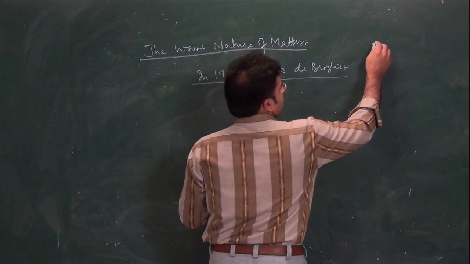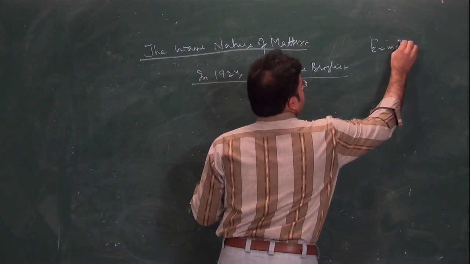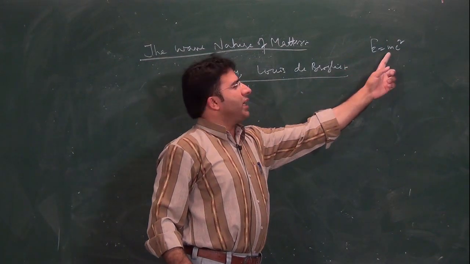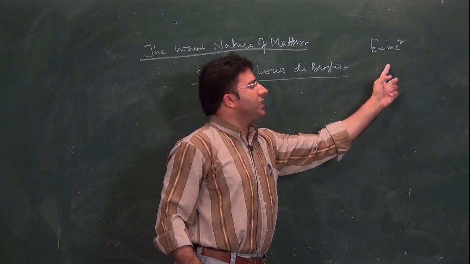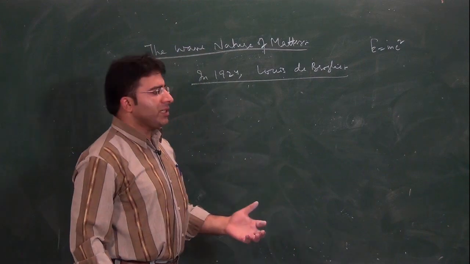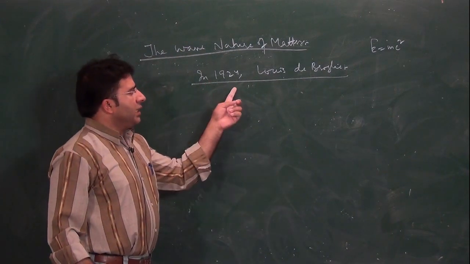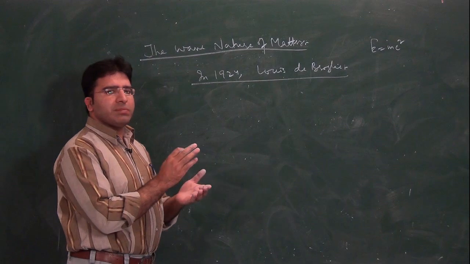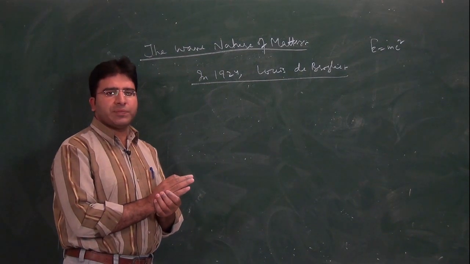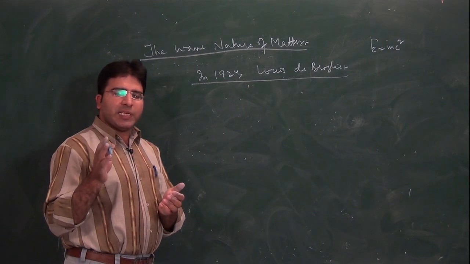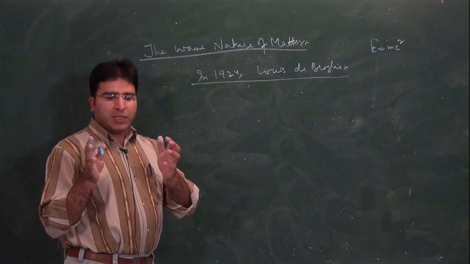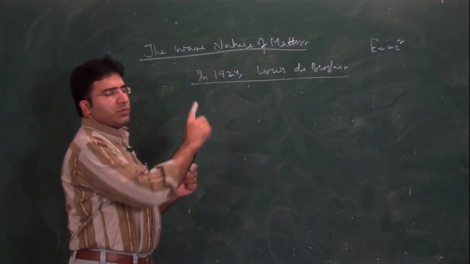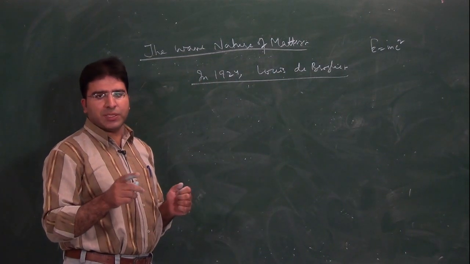The energy mass equivalence relation we know is E equal to mc square. That means mass m is equivalent to mc square energy, and energy E is equivalent to E by c square mass. So they are equivalent things. Therefore, in 1924, Louis de Broglie said that matter must have wave character. And the wave character and particle character must be connected by the same relation as is for radiation.